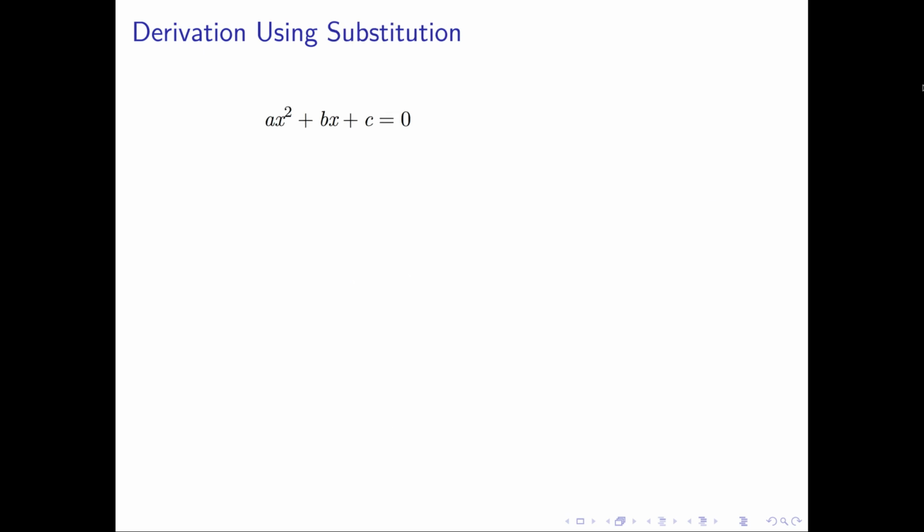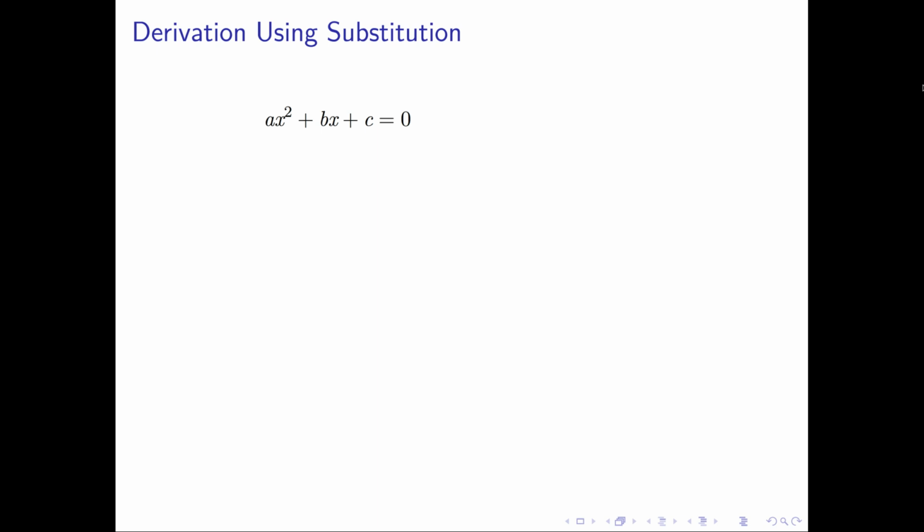Now there's another derivation that uses substitution. Again, this is not something you're going to be responsible for, but I want to show it to you because it uses a technique that you may never have seen before in an interesting way.